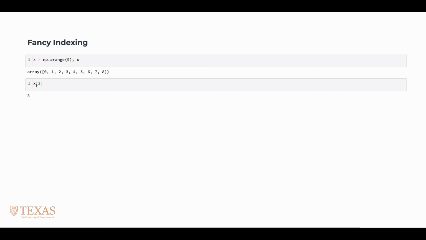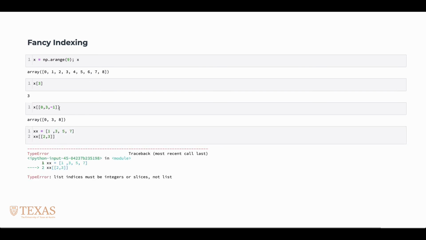But what we can do with a NumPy array that we can't do with a Python list is this so-called fancy indexing. If we wanted to take various numbers from the array given in a list, so the 0th component, the 3 component, and the -1, which indicates 1 from the end of the array, then we can do it this way, right? So again, we get just the 0, the 3, and the last one, which is 8. So this is called fancy indexing.